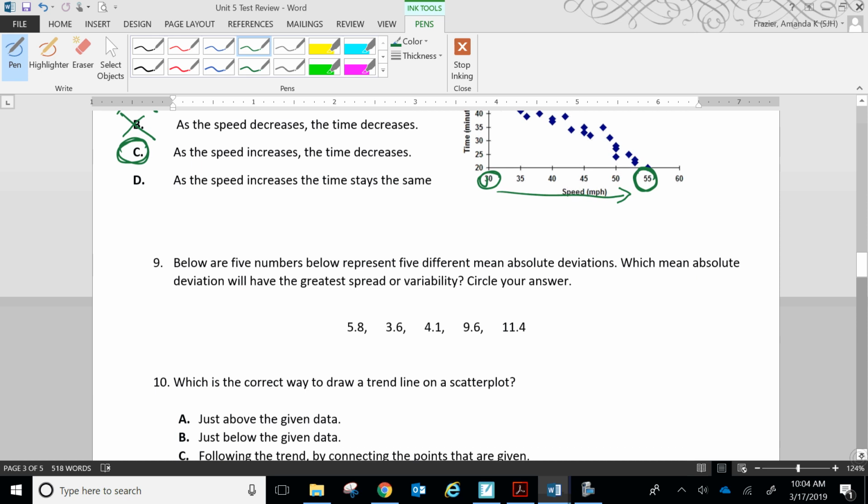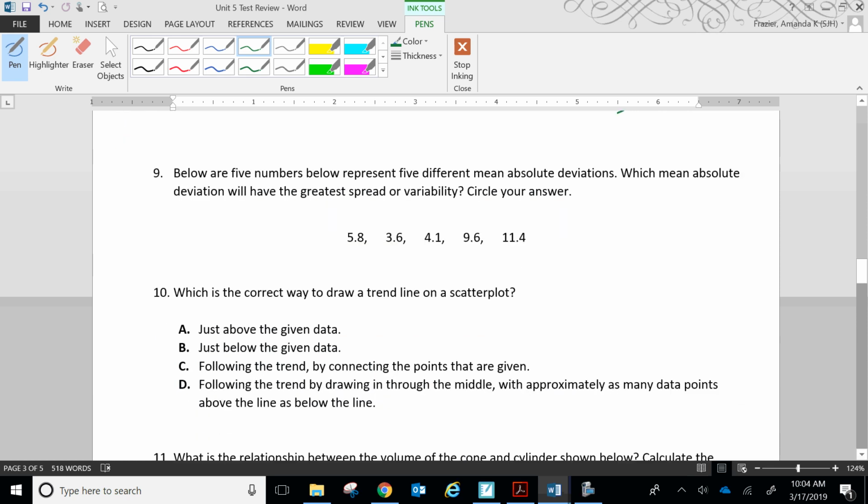Okay, number 9. Below are 5 numbers that represent 5 different mean absolute deviations. Which mean absolute deviation will have the greatest spread or variability? Circle your answer. So I'm looking for my greatest spread or variability, meaning I'm looking for my greatest distance.